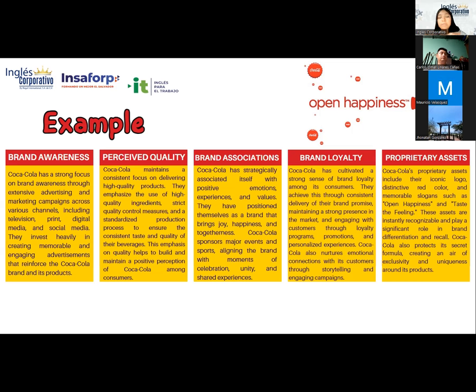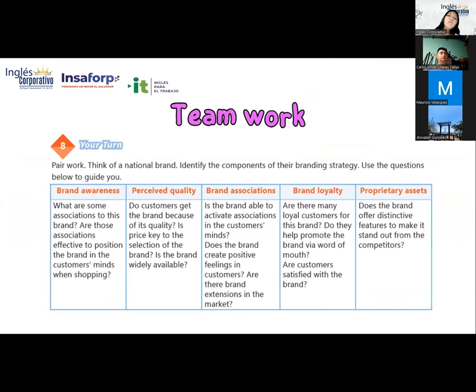You need to choose a company, okay? And then you move to perceived quality and then brand associations. And take this example, then brand loyalty, and then proprietary assets. So according to the book, those are the questions that we need to answer. But as you can see, we have a lot of questions right here. And I think that we won't finish today, right?